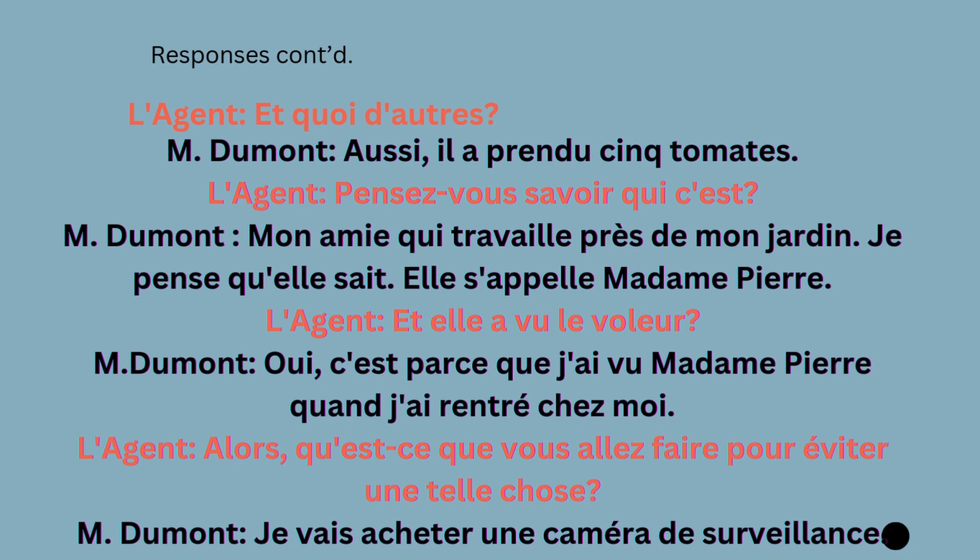So l'agent says, alors, qu'est-ce que vous allez faire pour éviter une telle chose? So what are you going to do to avoid this thing in the future, this type of theft in the future? And Monsieur Dumont says, je vais acheter une caméra de surveillance. And that's it for the dialogue.